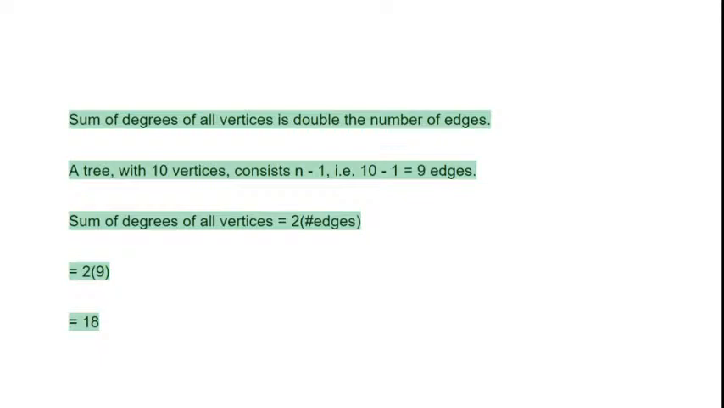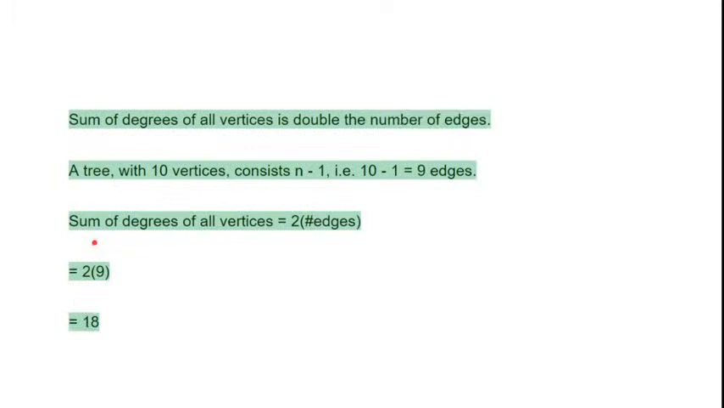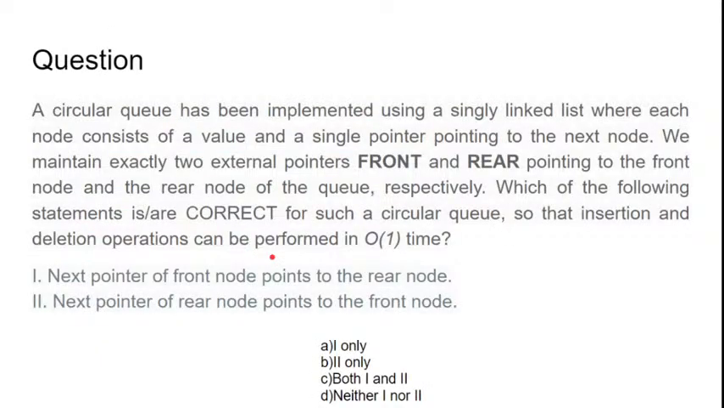So the sum of the degrees of all the vertices is double the number of edges. So 9 into 2, that is 18. The sum of degree of all the vertices is double the number of edges.